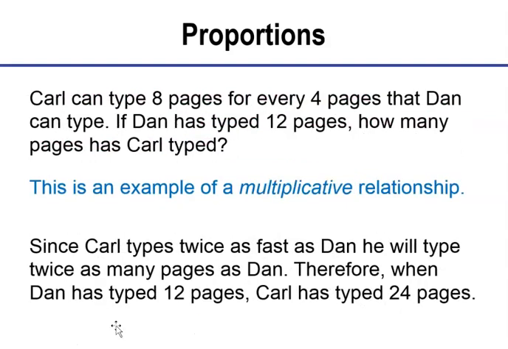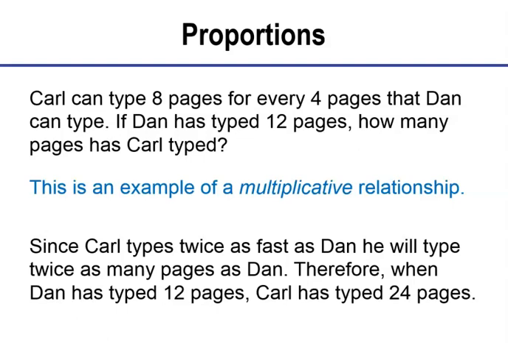It says Carl can type 8 pages for every 4 pages that Dan can type. If Dan has typed 12 pages, how many pages has Carl typed? This goes on to say this is an example of a multiplicative relationship. So they don't type at the same speed. Carl can type 8 pages for every 4 pages that Dan can type. Since Carl types twice as fast as Dan, he will type twice as many pages as Dan. Therefore, when Dan has typed 12 pages, Carl has typed 24 pages.